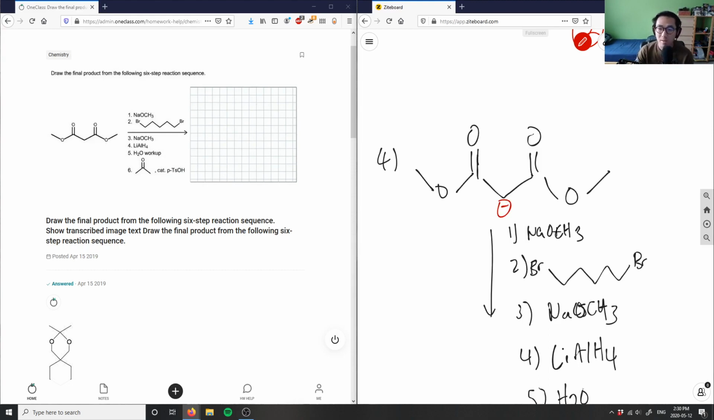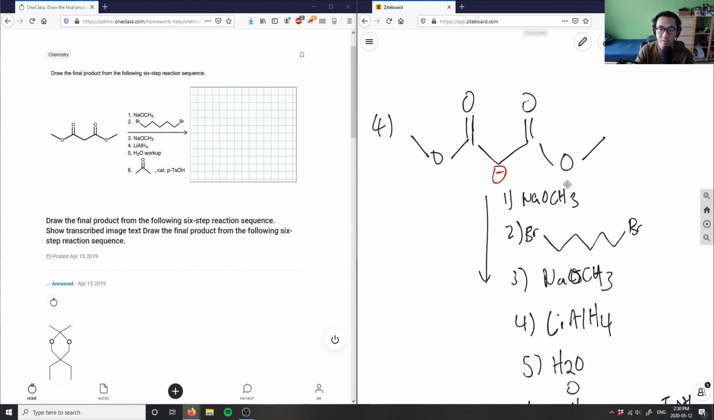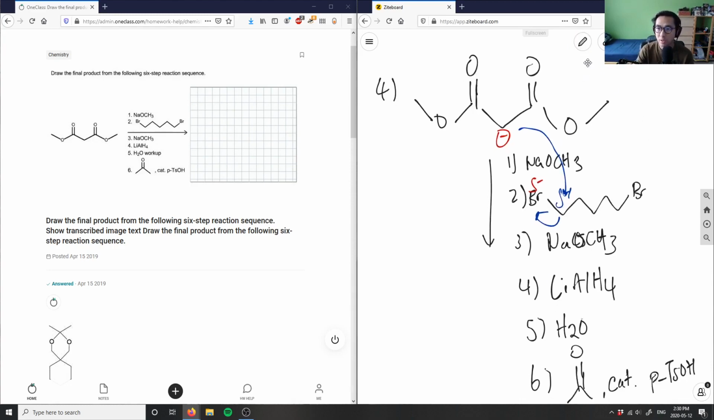Then in our second step, it would attack this bromine here. I know that this carbon is partial positive and the bromine is partial negative, so the carbanion is going to attack here and kick out the bromine, forming some type of alkyl bromide chain. Let me try to draw this out for you. I don't really want to spend that much time on this question, so let me see if I can draw this out.